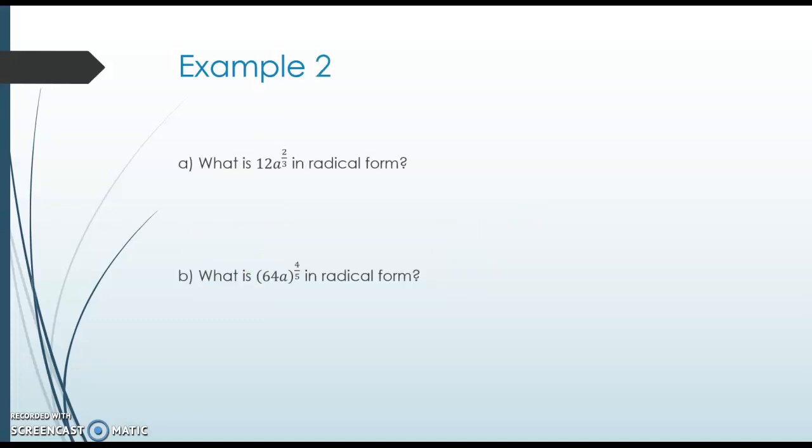All right, so here we go. We want to write 12a to the 2/3 in radical form. Now, keep in mind, this 2/3 is only with the a. So the 12 is going to go on the outside. Our 3 is our root, so we're going to draw our radical, put a 3 in the little check mark spot, and then our exponent's the 2, so we'll have a squared. So we have 12 times the third root of a squared, and then that's it.